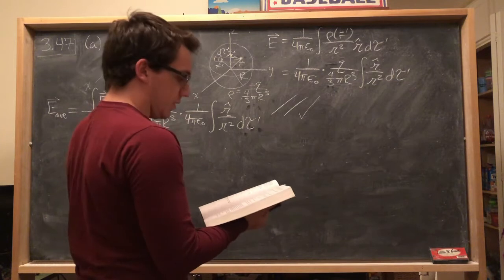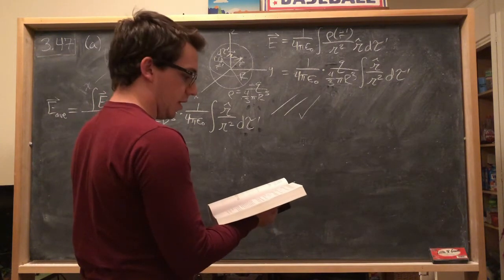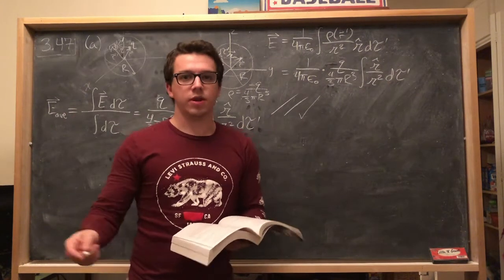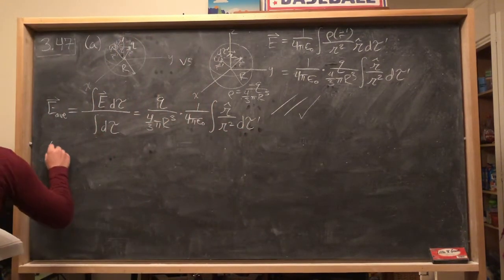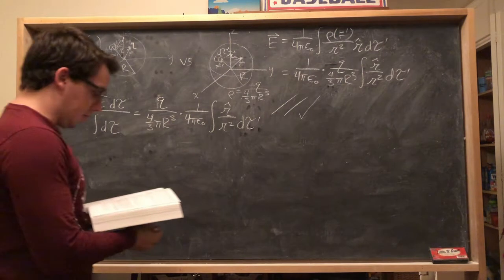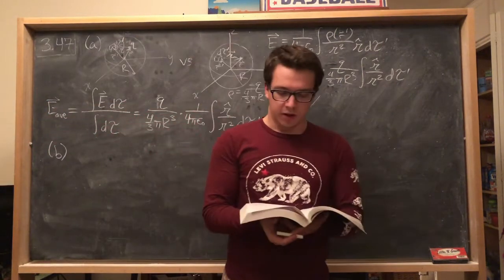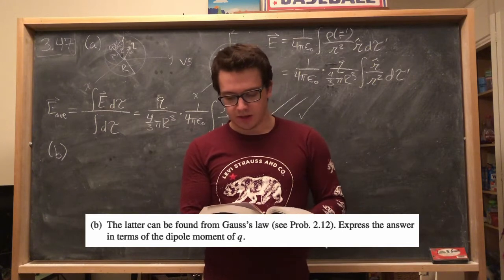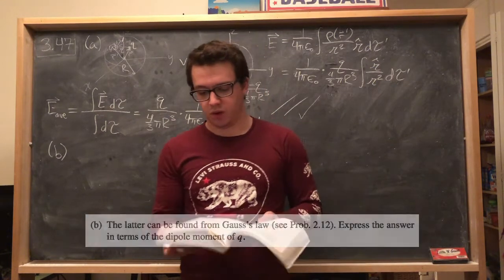So yeah, that's all that part A asks us to do. Not too awful. All right, moving on to part B. So part B asks us this. It says, the latter can be found from Gauss's law. Express the answer in terms of the dipole moment of Q.